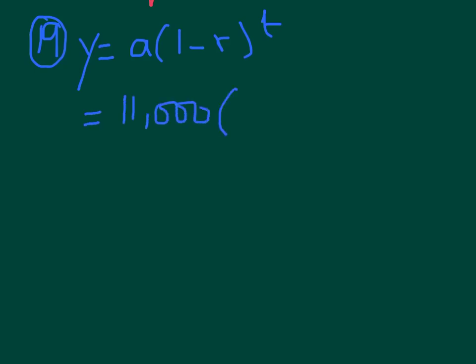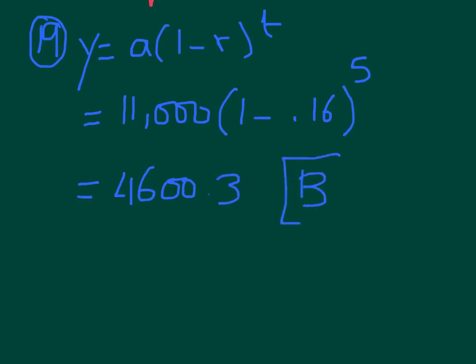Number 19 is a pretty straightforward problem. Buying a car, it's an exponential decay. So I'm going to use this formula. You started out with the price of the car at $11,000, and it decays at the rate of 16%, and we left it for 5 years. You will know it is going to be 4,600.3, and this is option B.